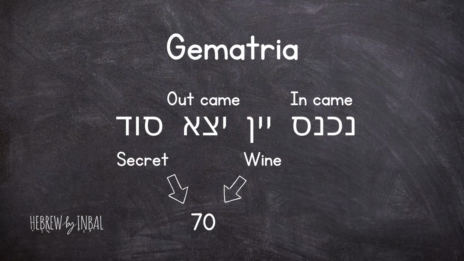The next example is probably my favorite. It appears in the Talmud, and until this day is a very common phrase that most Israelis know. It is nichnas yain yetza sod. In came wine, out came secret. Talking about how when people drink alcohol, they usually are more prone to share things that they wouldn't have or they shouldn't have. In came wine, out came secret. Nichnas yain, yetza sod. The numerical value of the word yain, wine, and sod, secret, are the same. Both equal 70. The Talmud says wine's ability to loosen the tongue isn't just physical, it's encoded in the numbers themselves.